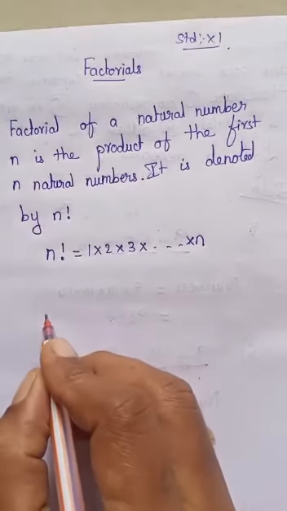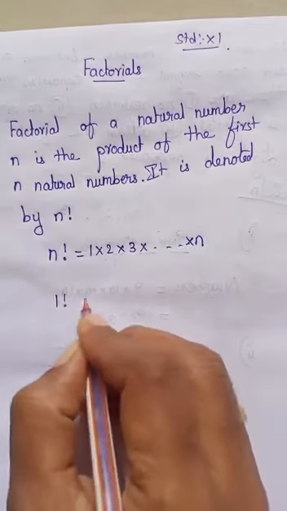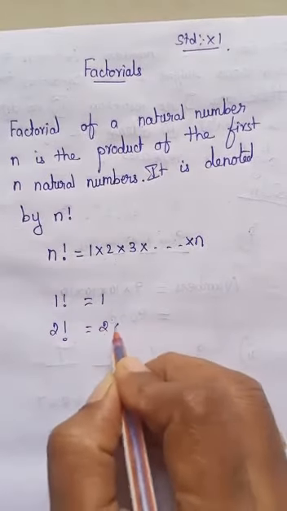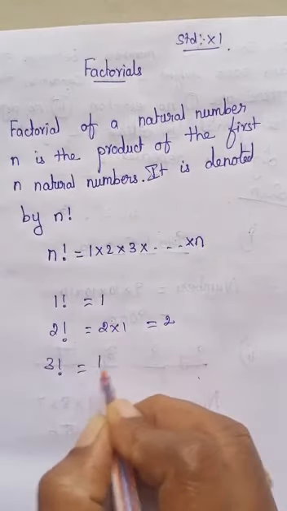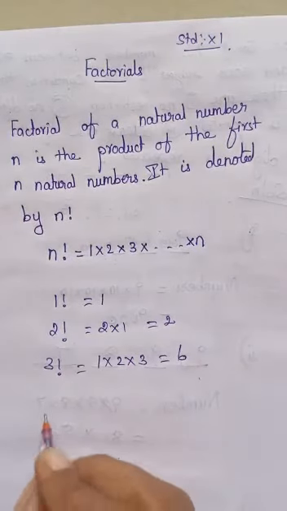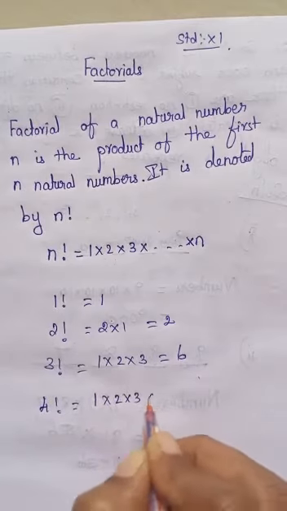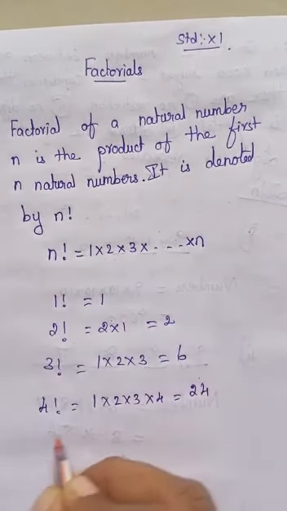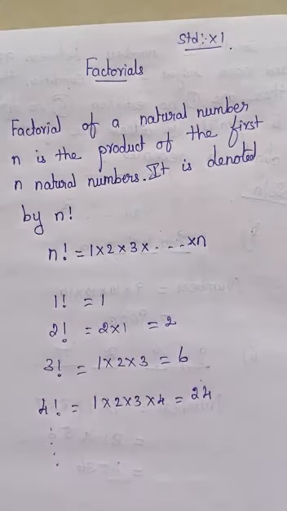For example, if you are finding factorials: 1 factorial is 1. 2 factorial is 2 into 1, or 1 into 2. 3 factorial you can write as 1 into 2 into 3. The answer is 6. So what about 4 factorial? 1 into 2 into 3 into 4, actually 6 into 4, which is 24. It goes on. It's very interesting and very simple also.